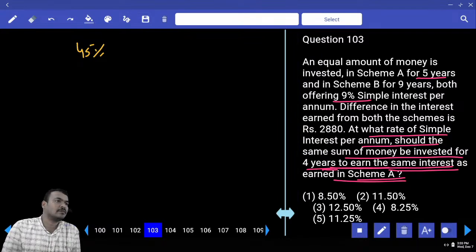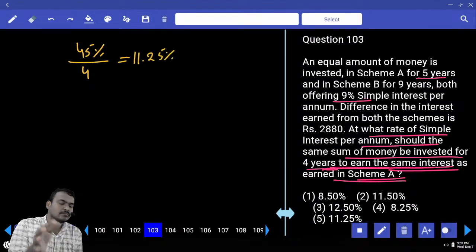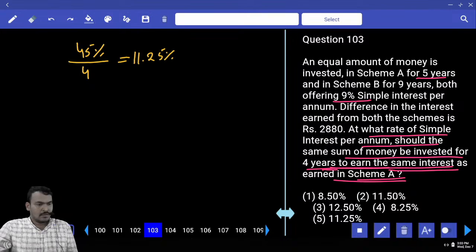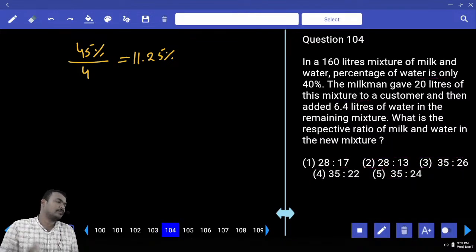Scheme A interest is 45%. The same 45% is earned in the other scheme. How much time is taken? 4 years, or not? Means 4 years interest is 45%. What is the per annum interest? 45 by 4. How much? 11.25%, or not? Next, question number 104. In both cases principal is the same, and interest value is also the same. Then the question depends on rate and time.